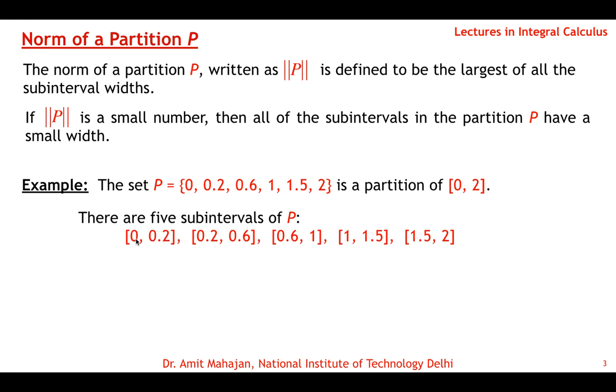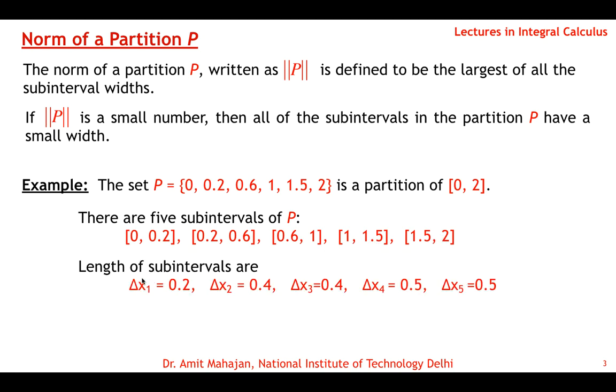And the first subinterval has a width of 0.2, the second subinterval has a width of 0.4, this minus this, okay. The third has a width of 1 minus 0.6, which is again 0.4. The fourth has 0.5, and the fifth also has 0.5, okay. So we can calculate the length of each subinterval, and by definition norm means the largest of all subinterval widths. So we can easily see that 0.5 is the largest value here. So the norm of P is nothing but 0.5, the largest subinterval width, okay.